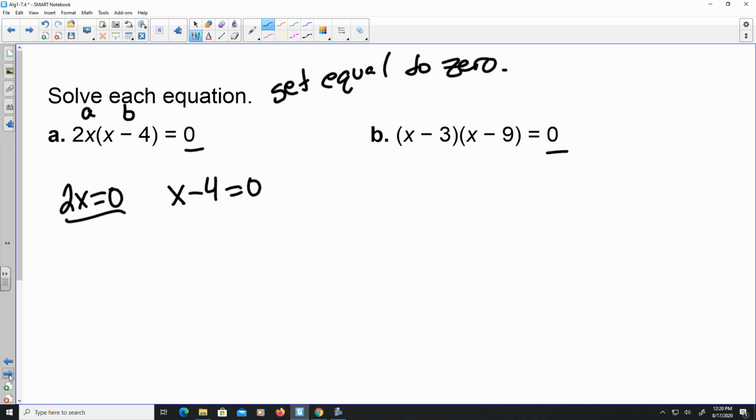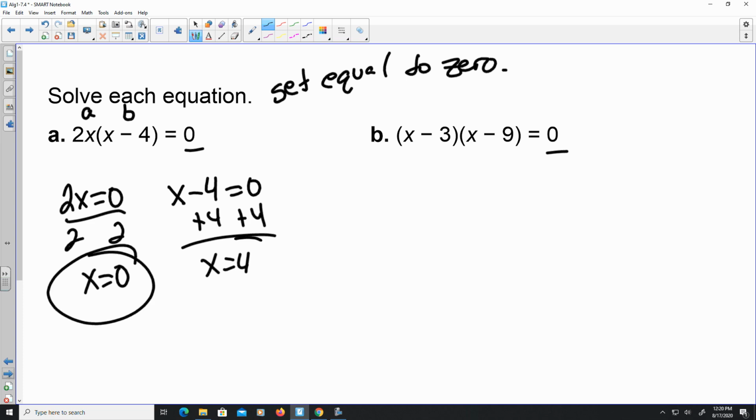So looking at 2x equals 0, I'm just going to simply divide both sides by 2, which means x would equal 0. On the right-hand side, with x minus 4 equals 0, I would simply add 4 to both sides, and I would get x equals 4. So I have two answers for x that would make this equation true. x could equal 0, and you'd get a true statement, and I could put x is 4 and also get a true statement.